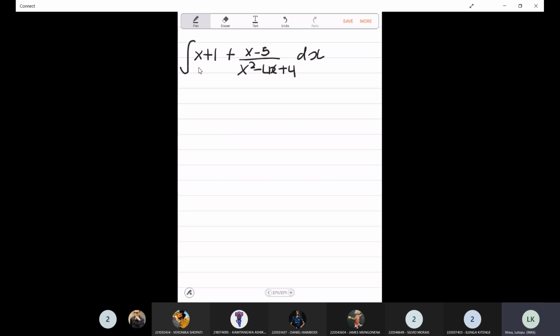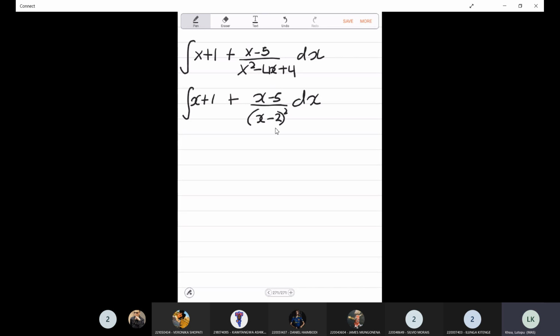Okay, so this part x plus 1 we can easily integrate without any problems. The problem is this one over here. So integrating this one, what we can do is factorize the denominator. So this is the integral of x plus 1 and x minus 5 over x minus 2 squared dx. Okay, so this is the one that we want to decompose into its partial fractions.